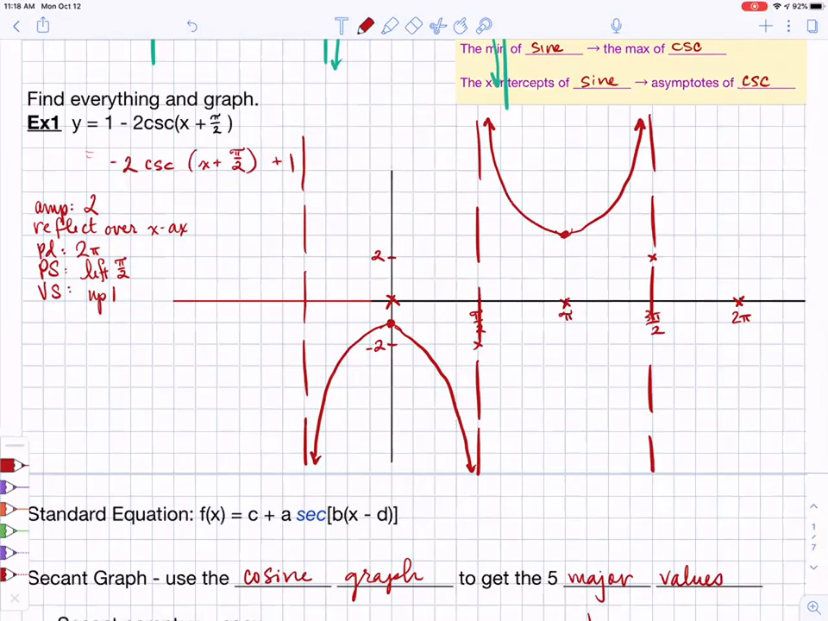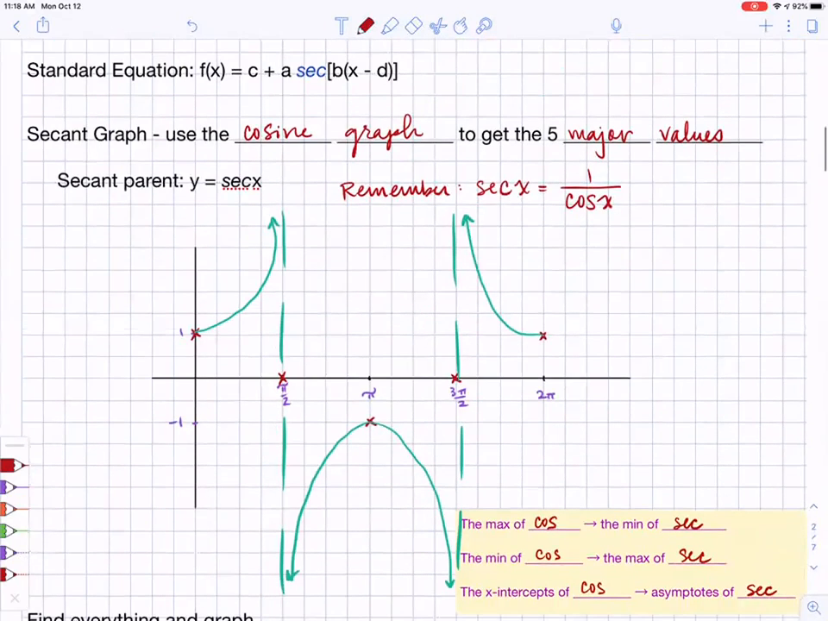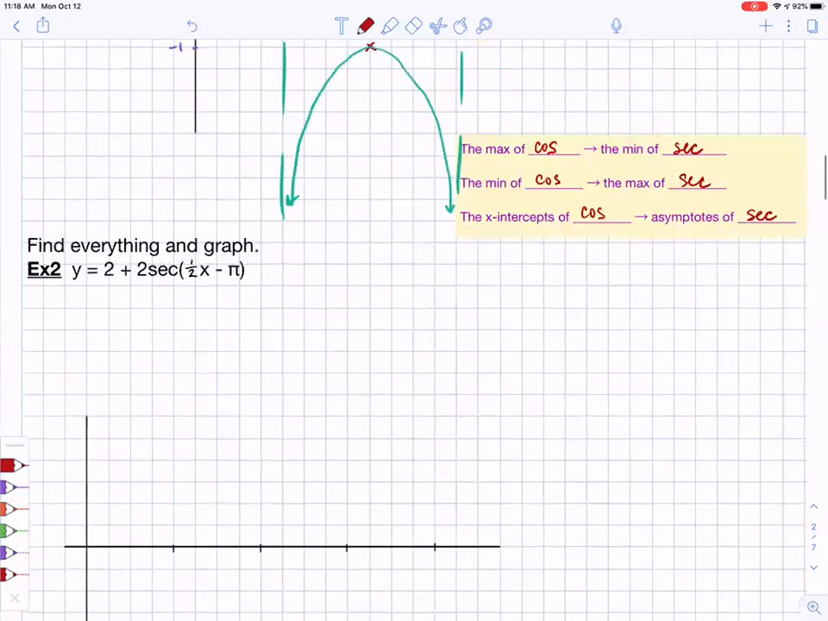Okay. All right. Now let's go do the same thing for secant. This follows along very, very closely. All right.